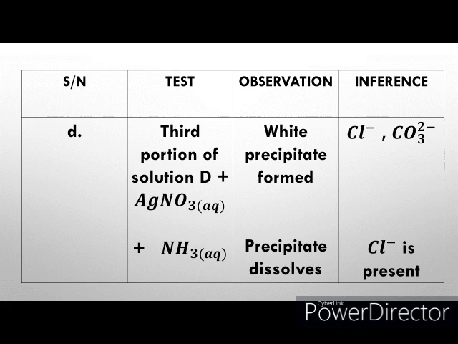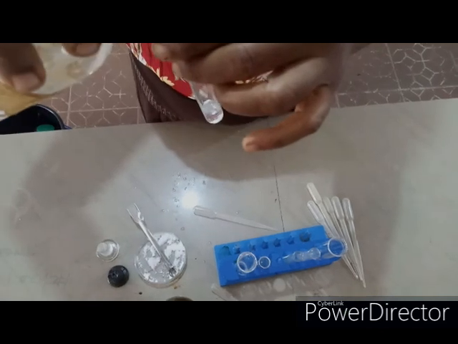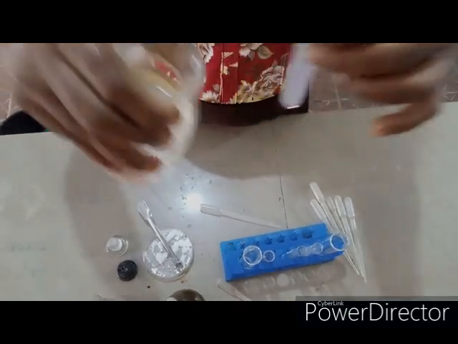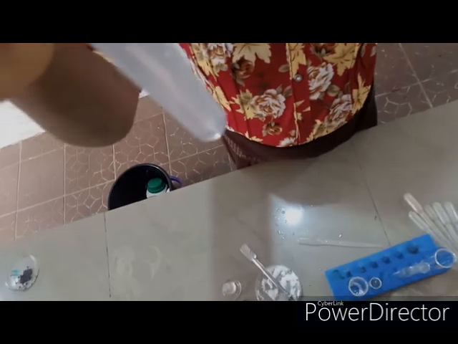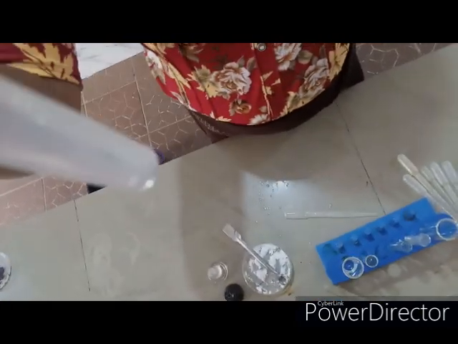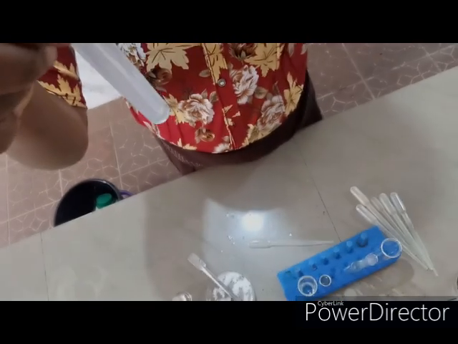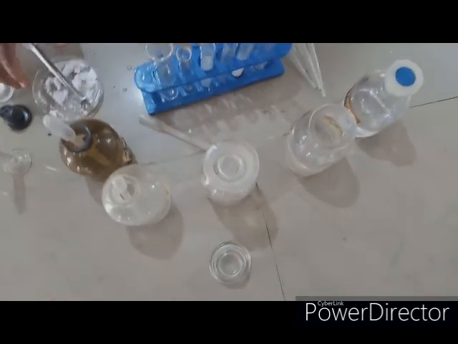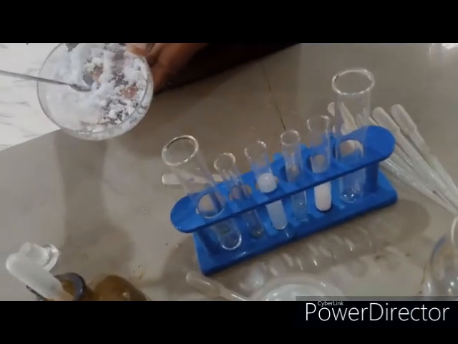Add aqueous ammonia to see whether the precipitate will dissolve or not. Aqueous ammonia too is used as a confirmatory test for chloride ion. As you can see, the white precipitate dissolves to give you a clear solution. This is a confirmatory test for chloride ion. If you use dilute HNO3, the precipitate will be insoluble, but if you use aqueous ammonia, the precipitate will be soluble.